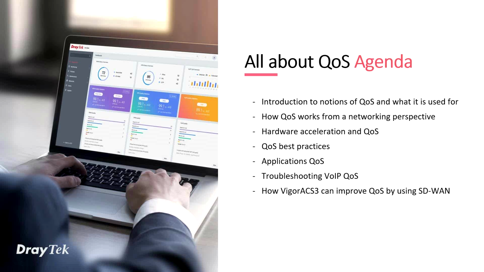So we'll look at that, and then we'll have a section on troubleshooting some stuff with QoS and VoIP, and also look at VigorACS to see how it can improve QoS using SD-WAN. So that's, I think, enough from me. I'll now pass over to Mihai, and he can take you through the webinar.